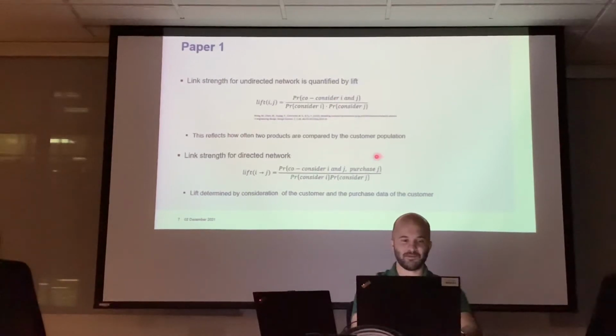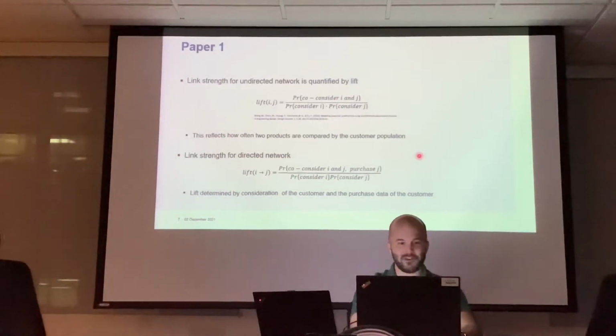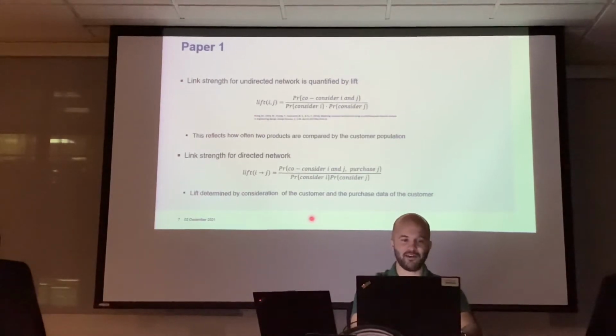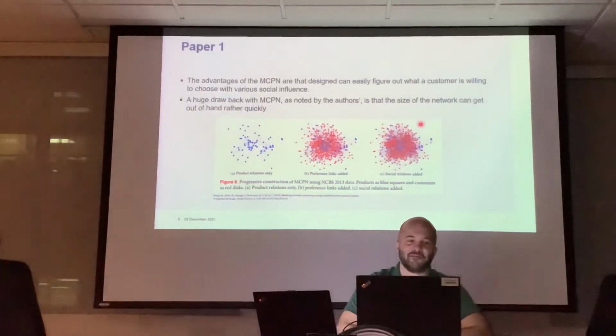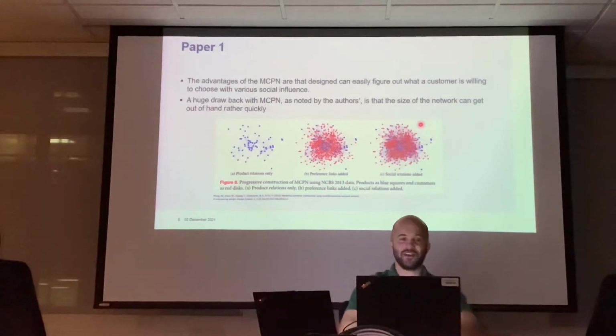A directed network also includes the purchase data of the customer, not just the two product interactions. Now, the advantage of this MCPN is that you can easily figure out what a customer is willing to choose based on the various social influences. However, a huge drawback with it is it gets very complicated very quickly.